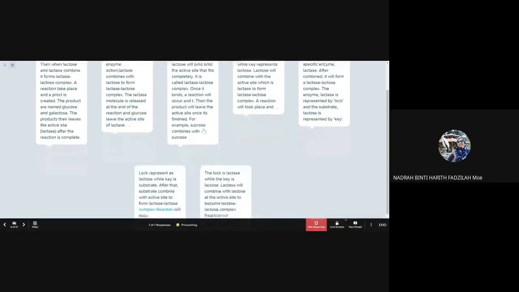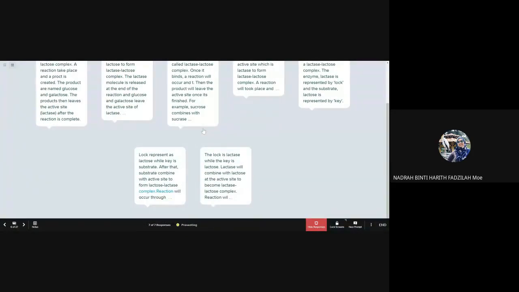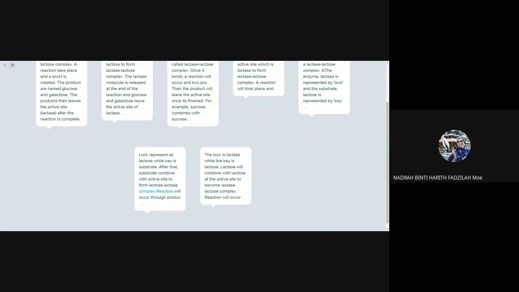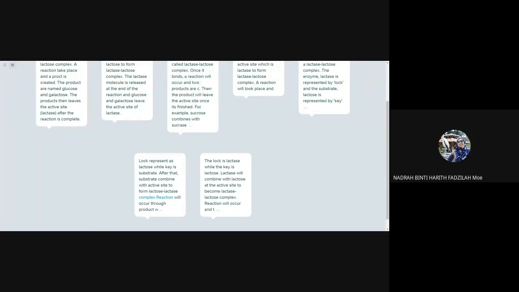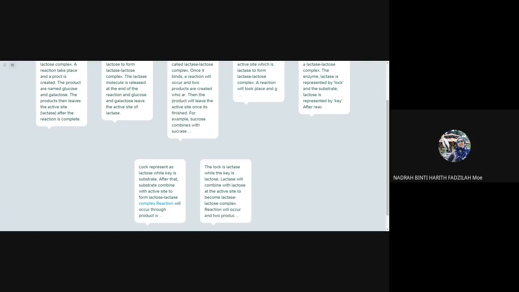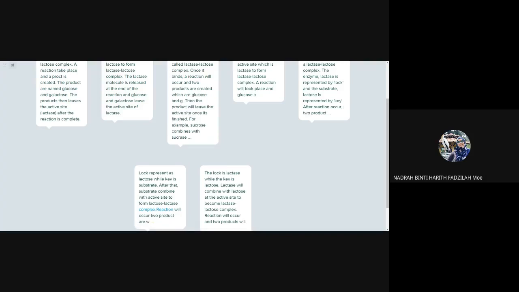Point number 4, reaction will occur and two products are created. Betul tak? Selepas formation of lactase complex, two products. Kenapa saya sebut two? Sebab dalam gambar ada dua produk. Two products are formed which are, apa tu nama? Glucose and galactose. Bagus.